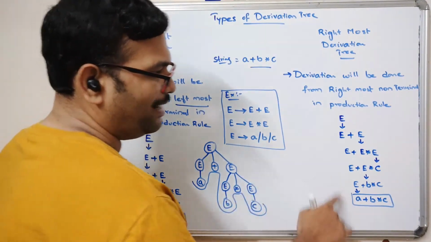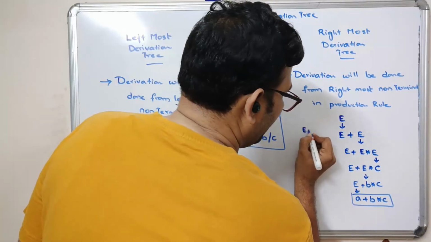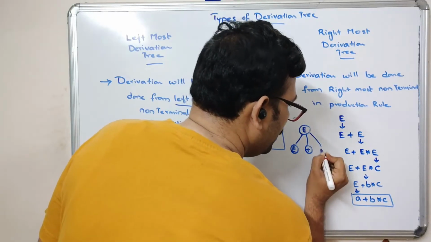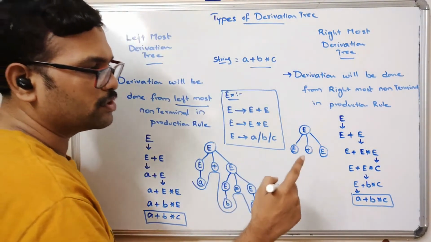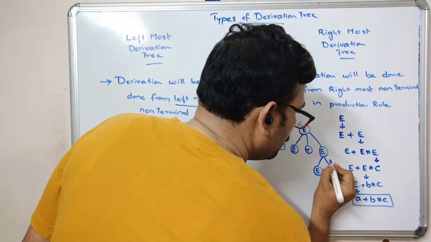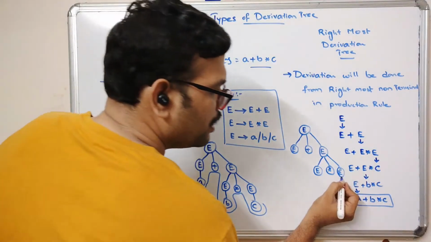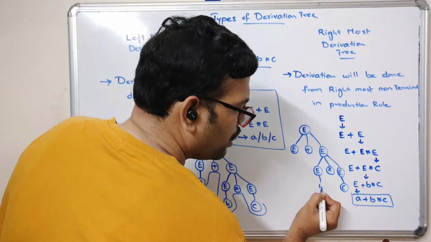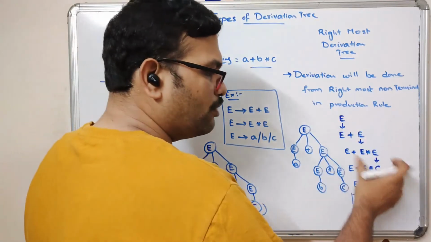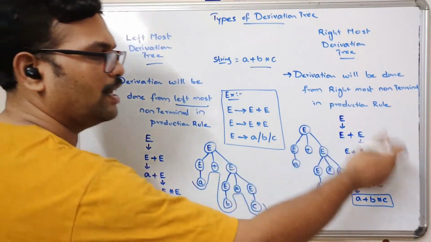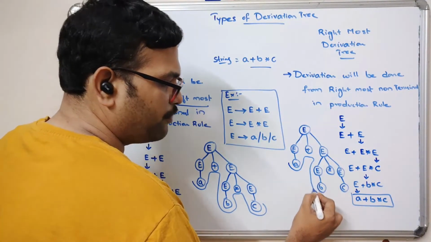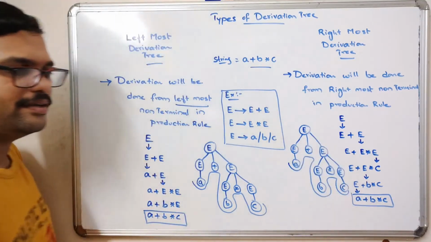Now just draw the tree for this. I am taking E, and from E it was derived E plus E, and now the rightmost. Rightmost means this one. So again I have derived from here E star E, and now you can see this one C, this one B, and this one A. So both trees are common. We have derived the string from the rightmost non-terminal here and from the leftmost non-terminal here. Just read the leaves from left to right: A plus B star C.